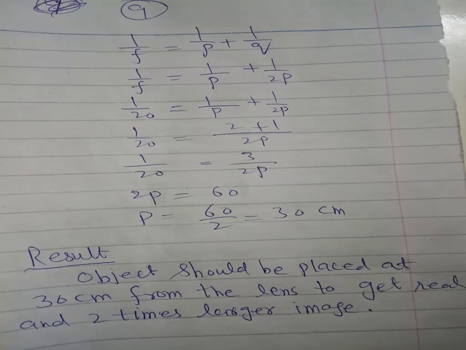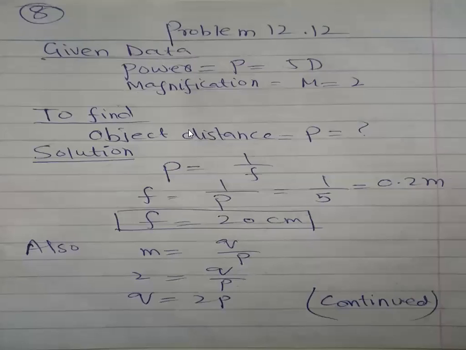I repeat this numerical for you. Problem number 12.12. I read the statement of the numerical. The power of a convex lens is 5D, 5 diopter. The power unit is diopter. When we read the chapter and discussed power of the lens, I told you the unit of power of the lens is diopter. The power of the convex lens is 5 diopter.